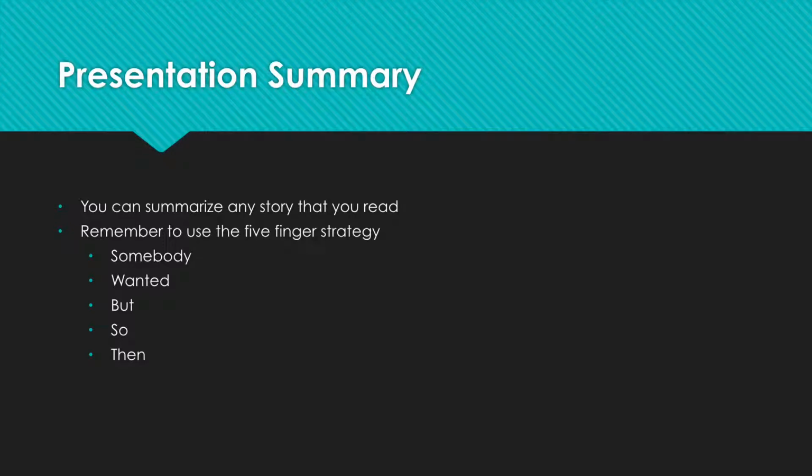I just gave you a strategy to use when you're summarizing a story, so remember to always use the 5-finger strategy. The somebody, who is the main character, wanted, what did they want? But what was the problem? So what did they do to solve the problem? And then how was the problem finally solved, or how did the story end?